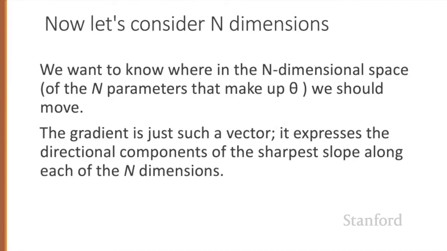Now let's extend the intuition from a function of one scalar variable w to many variables, because we don't just want to move left or right, we want to know where in the n-dimensional space of the n parameters that make up theta we should move. And the gradient is just such a vector. It expresses the directional components of the sharpest slope along each of those n dimensions.